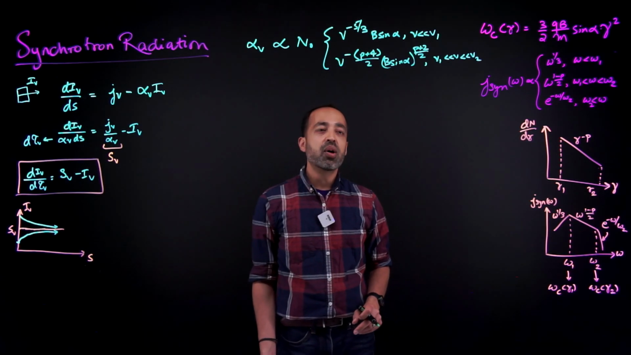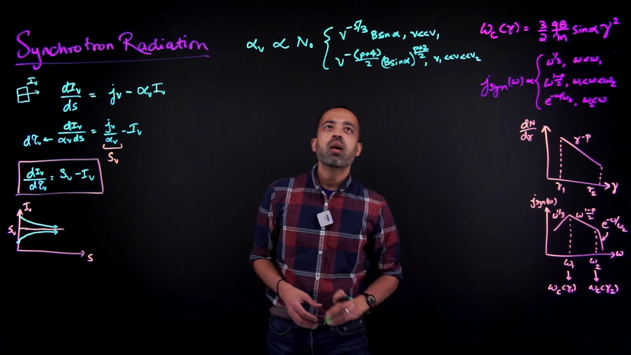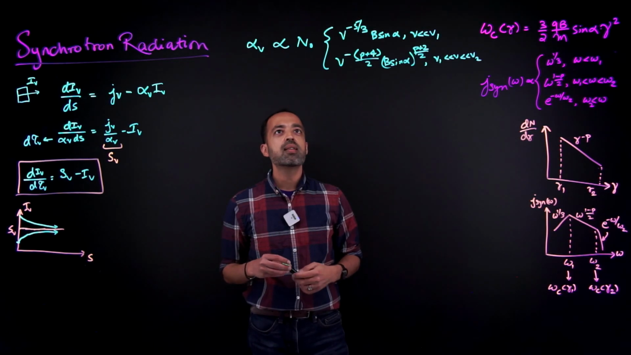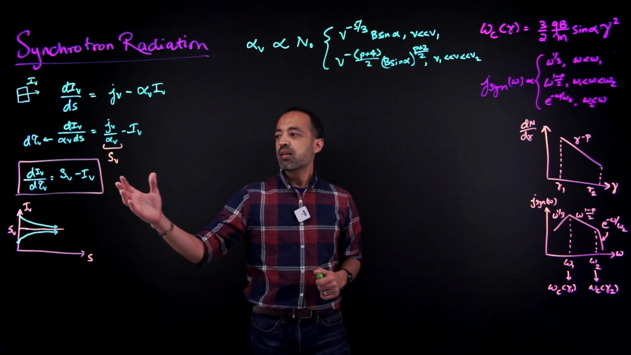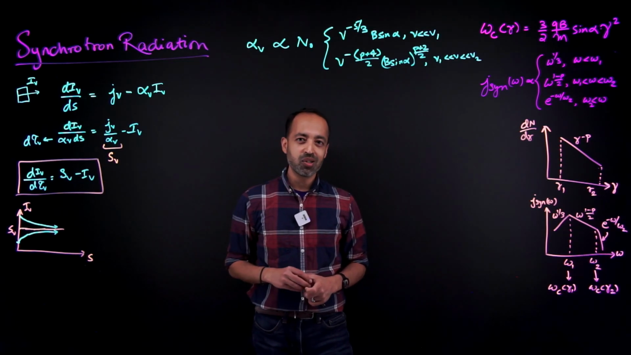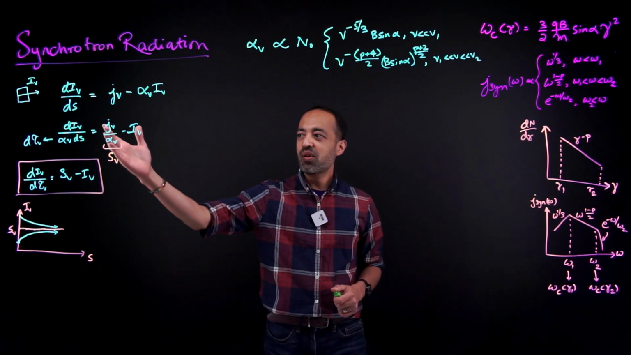So now, at this point, I have a couple of questions for you. The first question is, what does the source function for synchrotron radiation look like? Right, so now you have the pieces to calculate it.